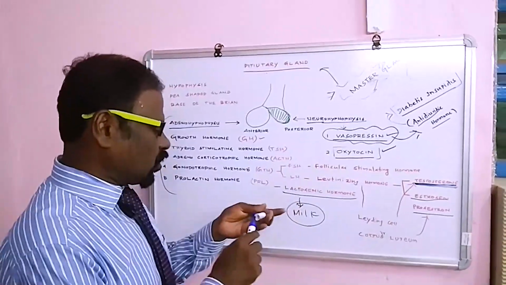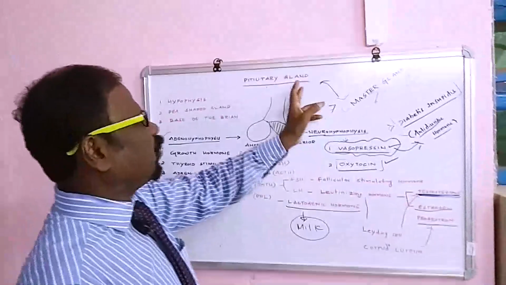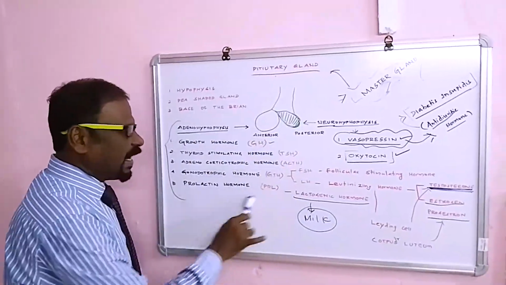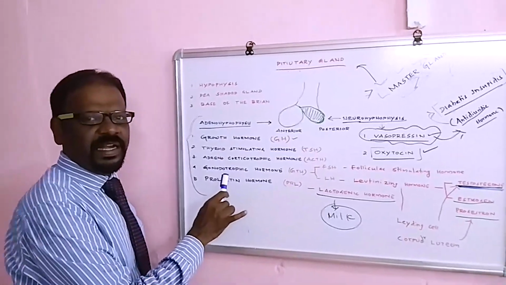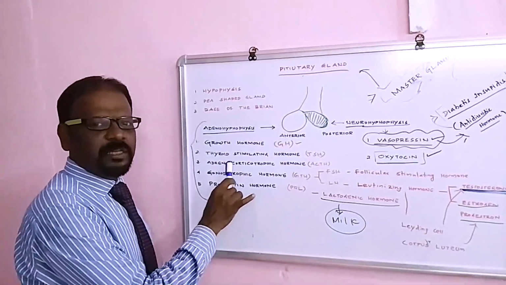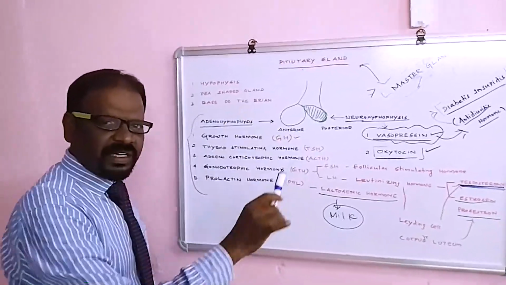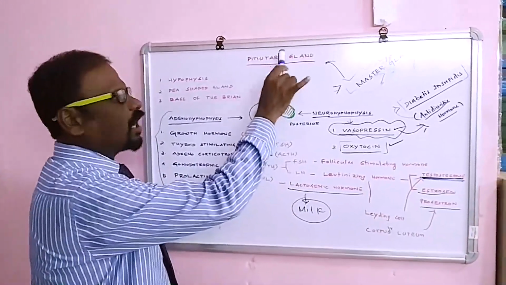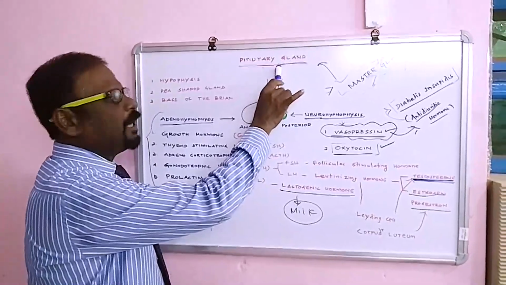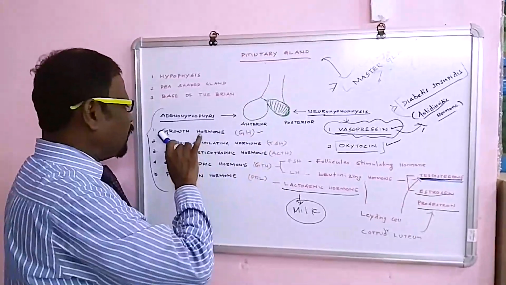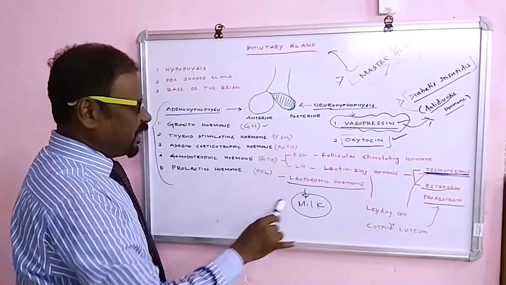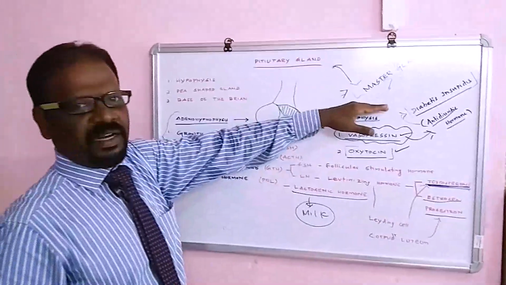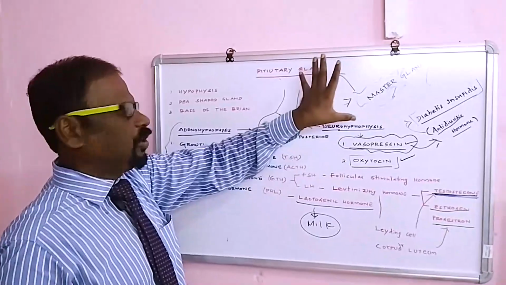That's over. So why do we call the pituitary gland the master gland? Because it is controlling all the glands. As I told you earlier, the headmaster is the person who controls all the activities of the school. Like that, the hormones produced by the pituitary gland control all the activities of other glands. So we can say it is the master gland. So that's all about the pituitary gland.